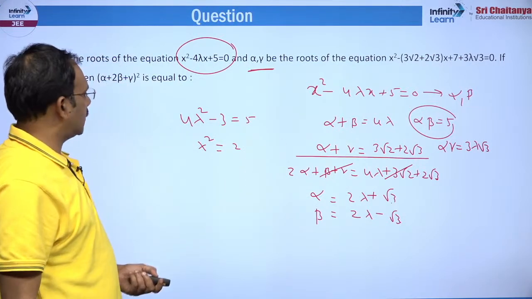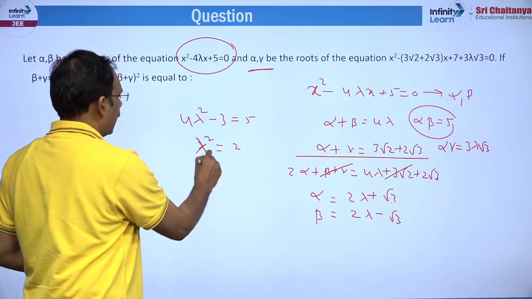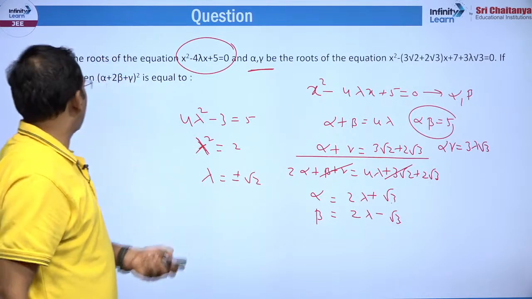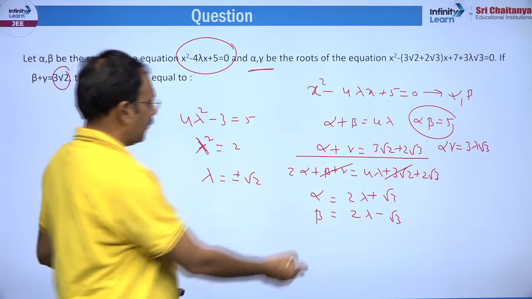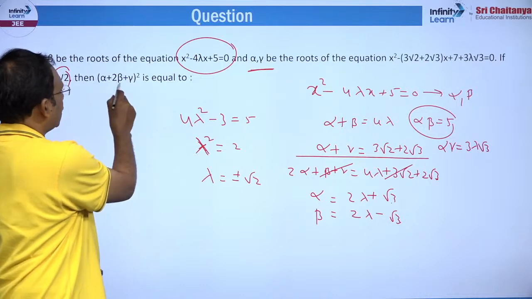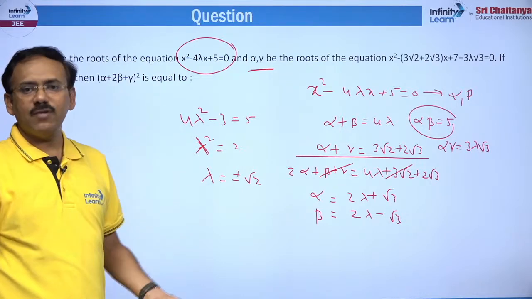Now he is asking, once you know lambda, lambda is plus or minus root 2. Once you know lambda, you can find the alpha value and beta value. Now alpha plus 2 beta plus gamma whole square you can compute.